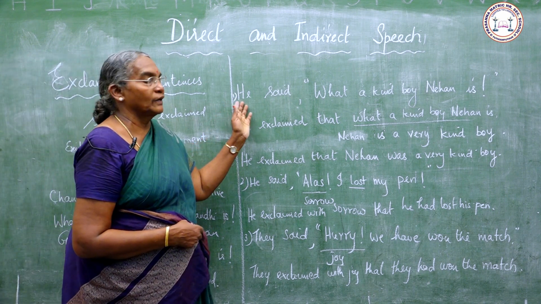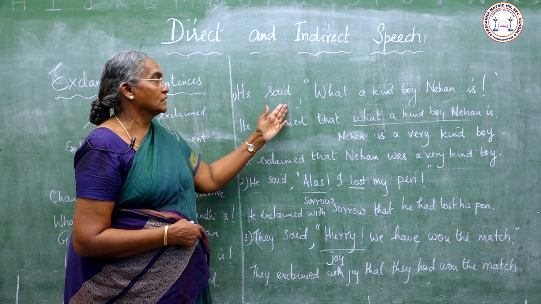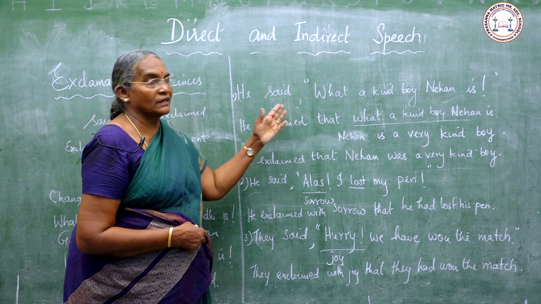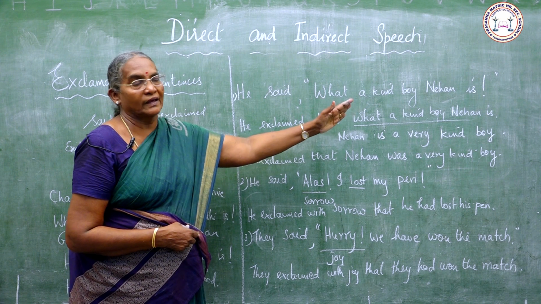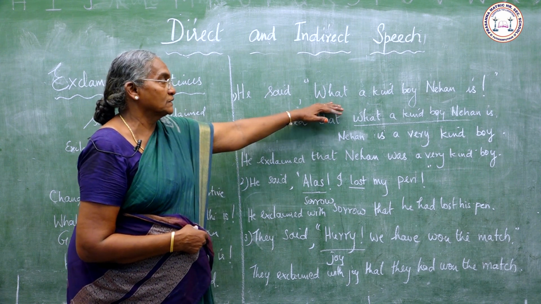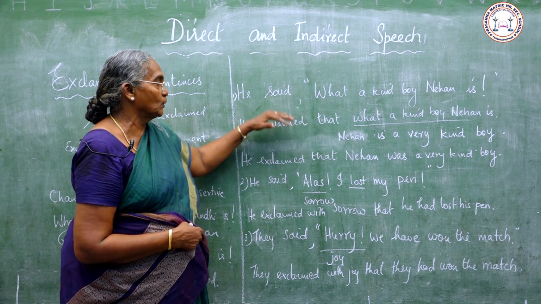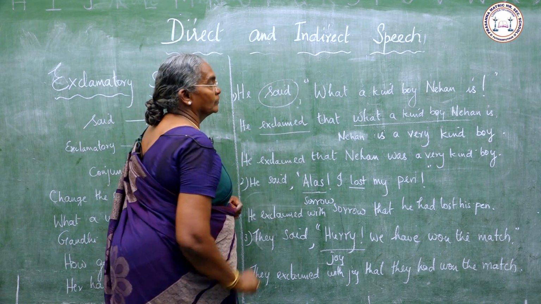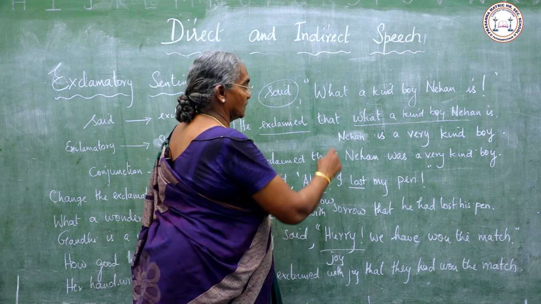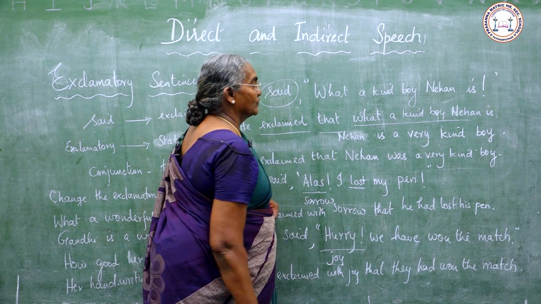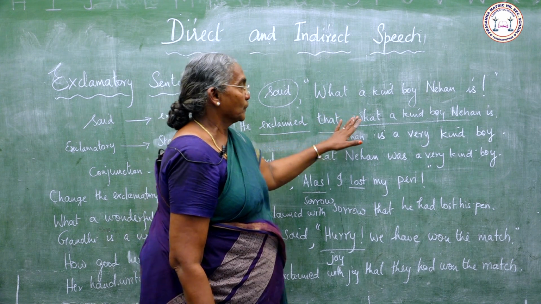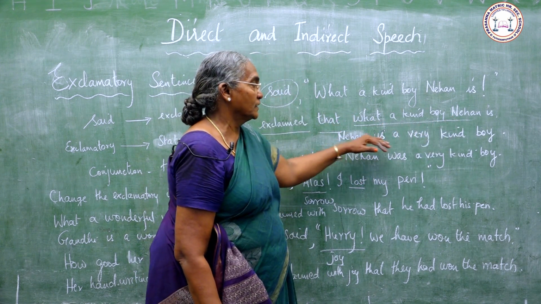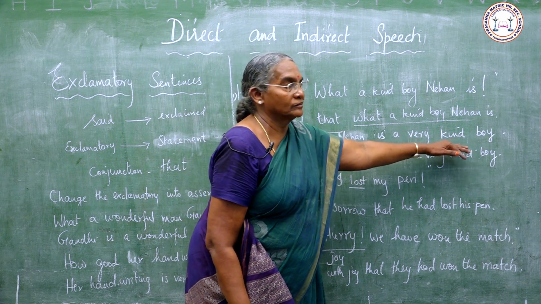We shall see an example now. He said, "What a kind boy Negan is." It is an exclamatory sentence, so we change said into exclaimed. Then for the conjunction, we add that. Now can you change "what a kind boy Negan is" to assertive? Negan is a very kind boy.